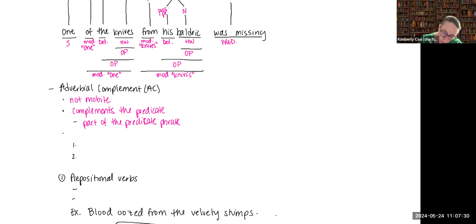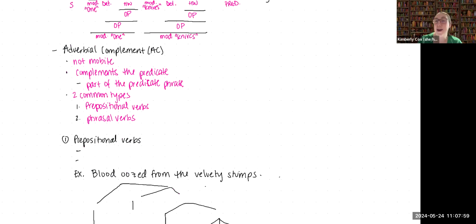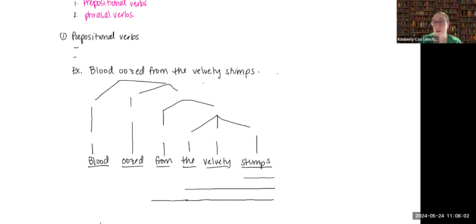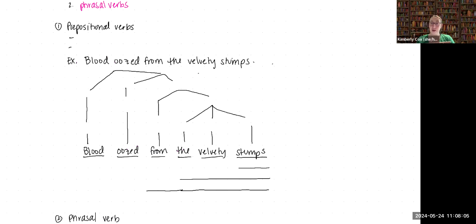Now, there are two common types of adverbial complements that you will see. One of them has to do with prepositional verbs, and one of them with phrasal verbs. Okay, so we're going to look a little bit more closely at each of these two types, starting with prepositional verbs. Now, I guarantee you have used a prepositional verb before. A prepositional verb is going to be a verb that is followed by a preposition.